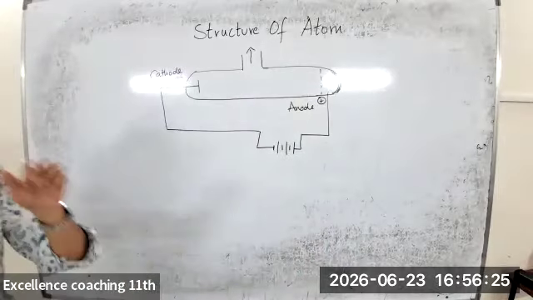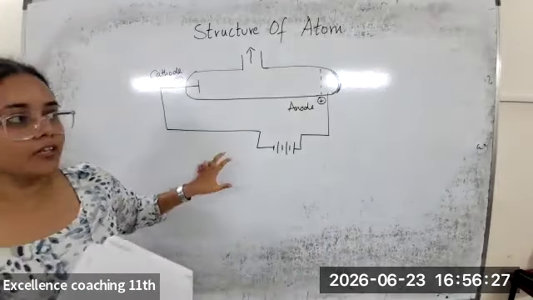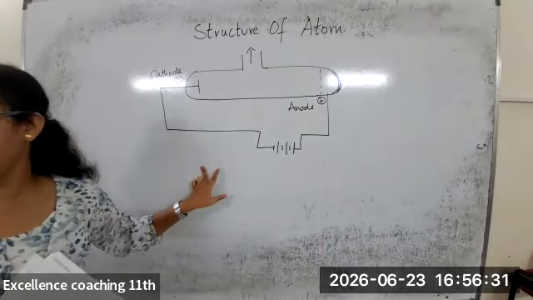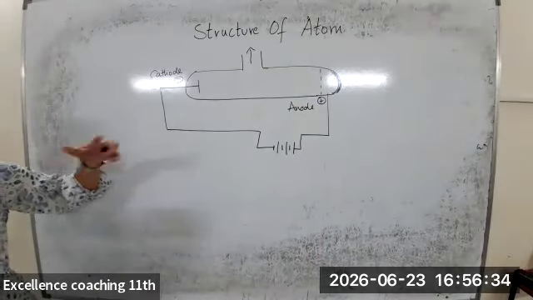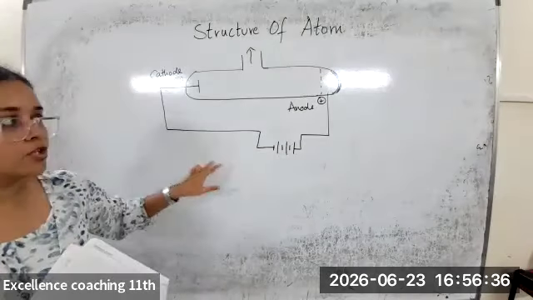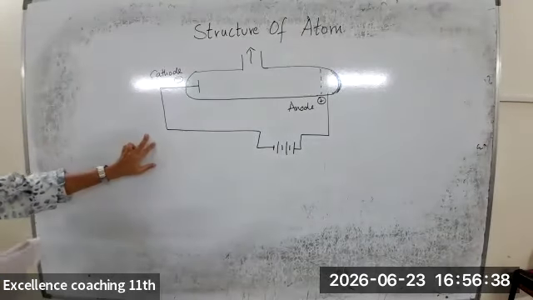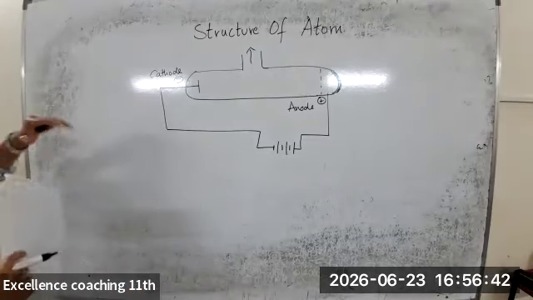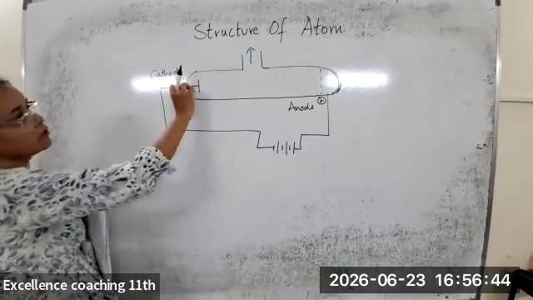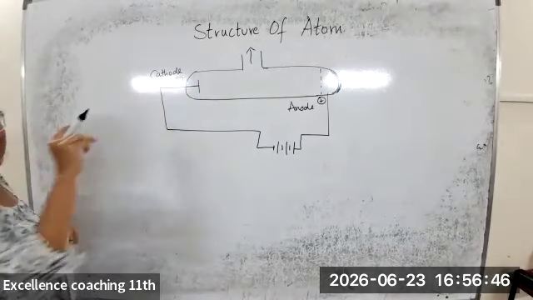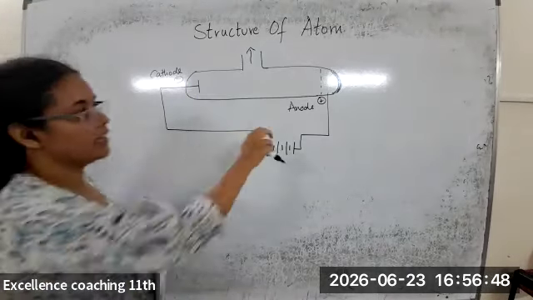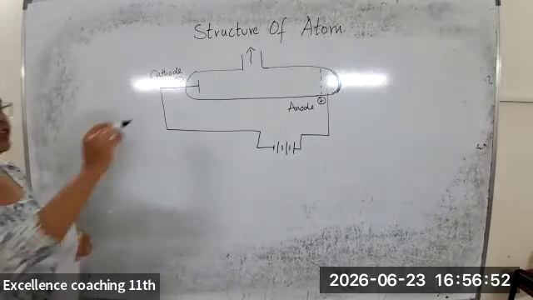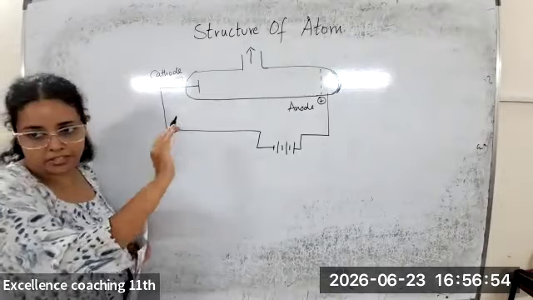Now we will move on to cathode ray discharge tube. Okay. So for the discovery, this was the first experiment which was performed in order to discover the structure of atom. So what was done is this is a cathode ray discharge tube. Okay, so basically this will comprise of a cathode here, which is negatively charged, and the anode, which is positively charged. Okay. So what was done is the cathode rays were passed through the system.